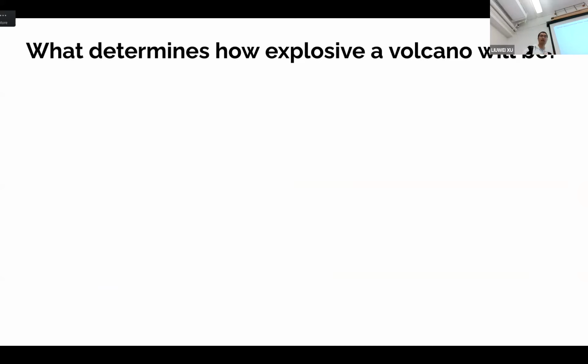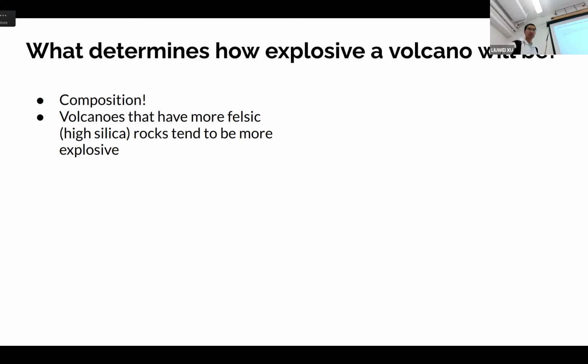One important question we want to know is what makes a volcano dangerous? What determines how explosive, how dangerous a volcano will be? The key answer is composition. A volcano with more felsic, higher silica rocks tends to be more explosive. The reason is that silica is very viscous, so it's very resistant to flowing.